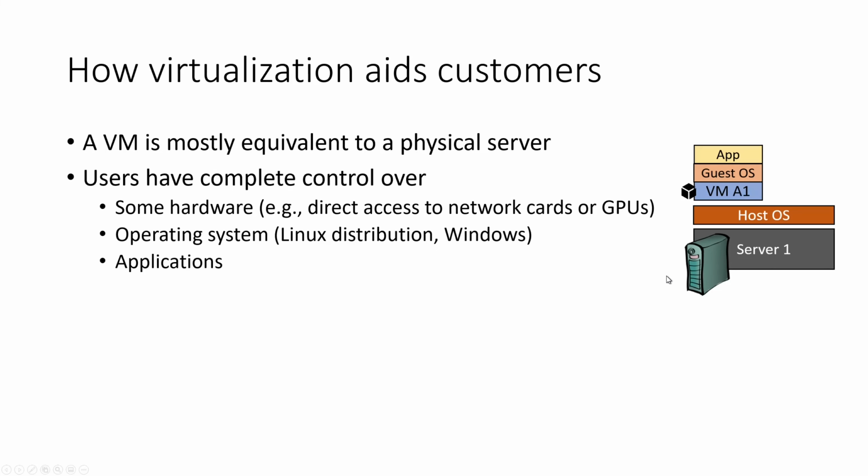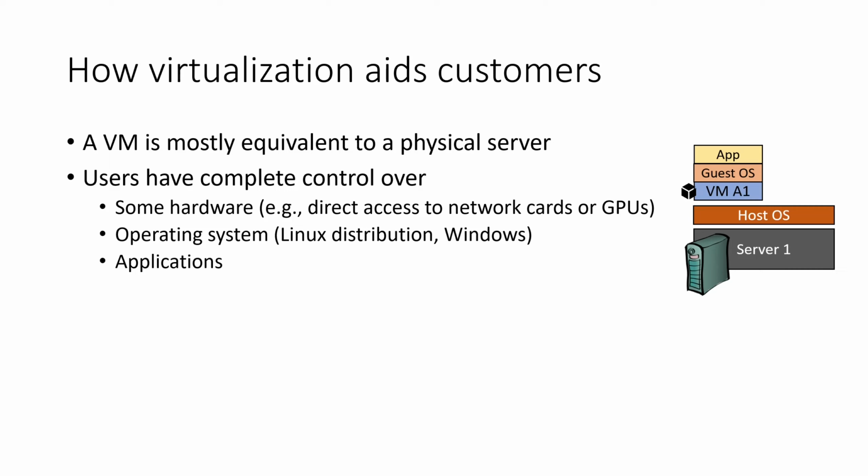Now, virtualization is also great for customers. A virtual machine is mostly equivalent to a physical server. So when you get a virtual machine, you have complete control over some of the hardware. For example, you might be able to get direct access to network cards or graphical processing units to make computations related to artificial intelligence. You have full control of the guest operating system. So this is the virtual machine running on a physical server. So the guest operating system is entirely under the control of the user.